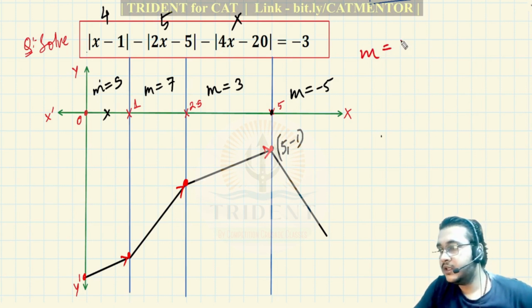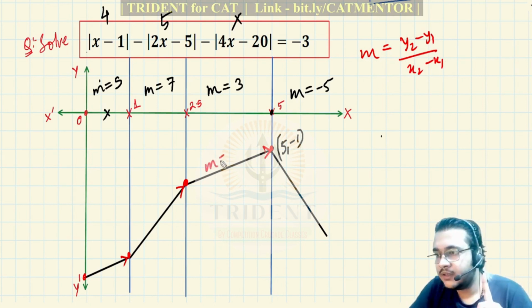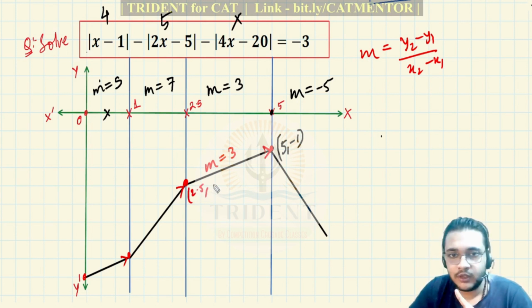You know that m equals (y2 minus y1) upon (x2 minus x1). See how many variables you know. You know that m is equal to 3. You know the value of the slope. Do I know anything about this point? Yeah, I know the x coordinate is 2.5. So this is already 2.5. I need to know the y coordinate. How can I calculate that?